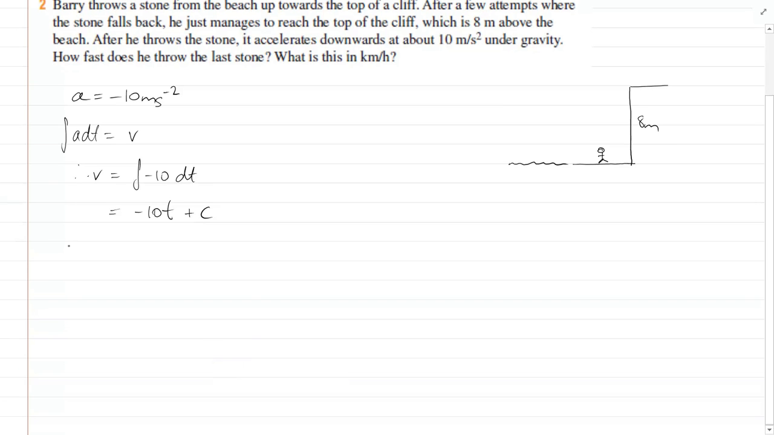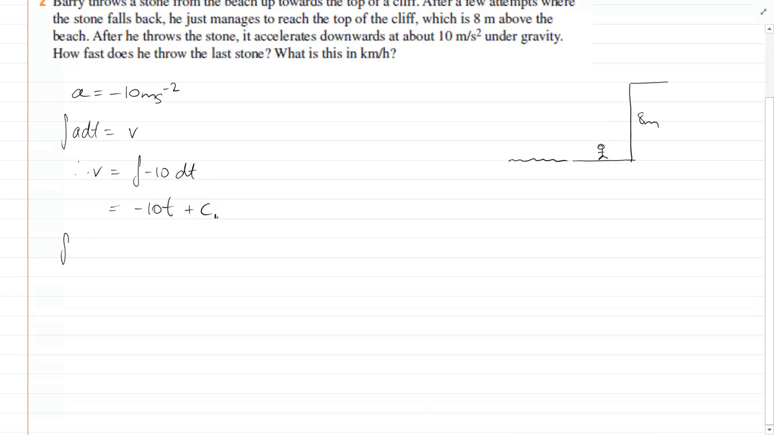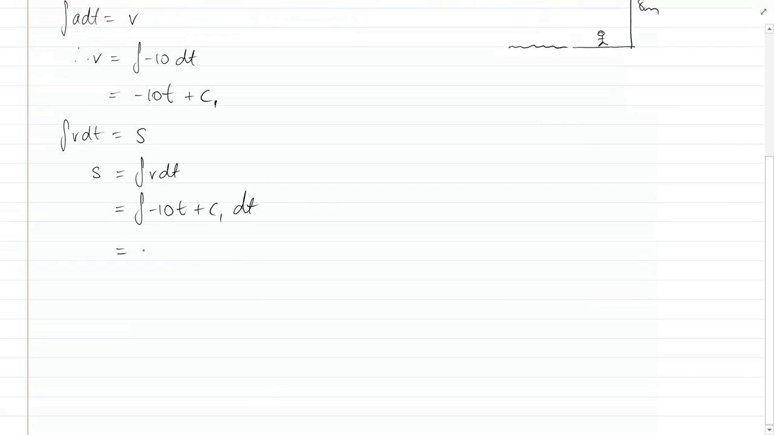So then we need to go a step further, and I'm going to call this c1 now, the first constant. And the integration of velocity dt is equal to displacement, which I'll call s. So s is equal to the integral of velocity dt, which equals the integral of negative 10t plus c1 dt, and this is equal to negative 5t squared plus c1t plus c2.